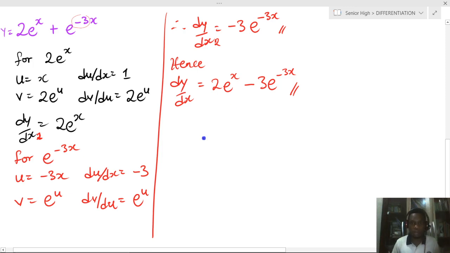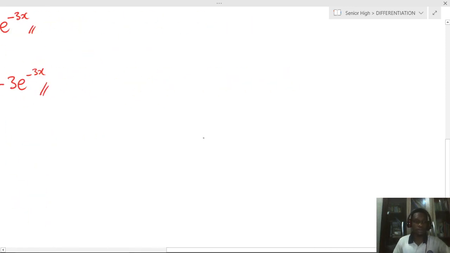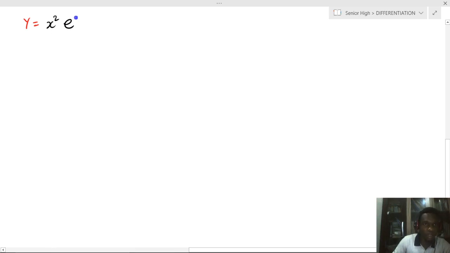X squared, what about this one? Let's try this one out. We have this question on the board. When your y is equal to x squared exponential of minus x. Now solving this case, we're going to do the same thing again. Our u will be the values for x. So we have our u, this part here.